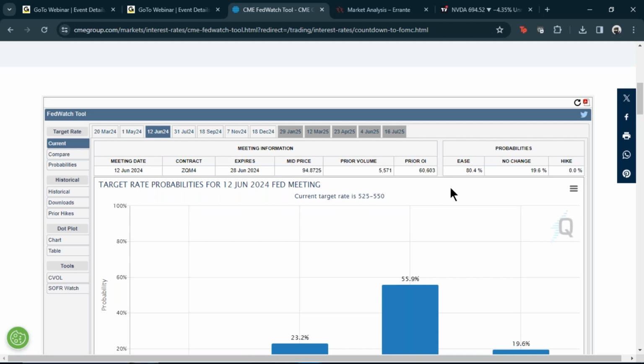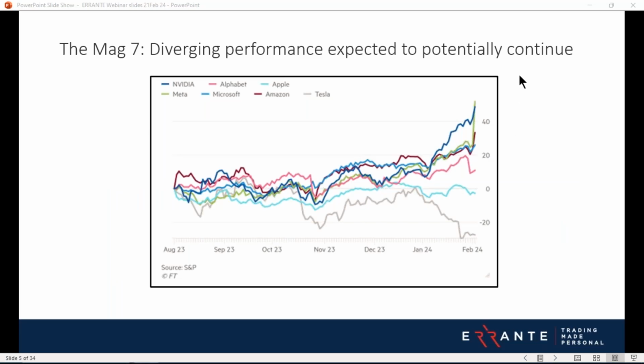Otherwise, closer to home for this week at least, it's all about stocks and it's all about Nvidia. If you just bear with me one sec, I'm just going to pull up a couple of charts around tech and the Magnificent Seven. We did use this chart, I think, a couple of weeks ago. It just shows you the divergence, like that word at the moment, between the Magnificent Seven stocks.